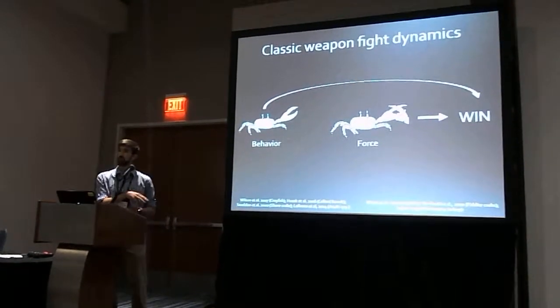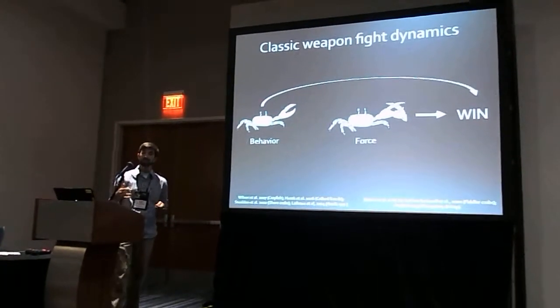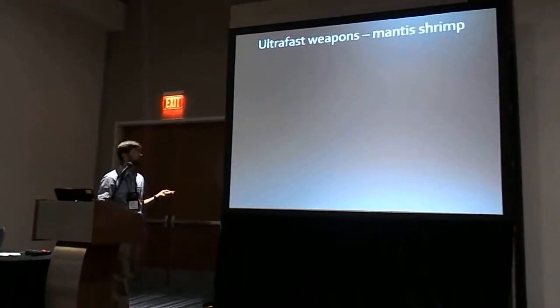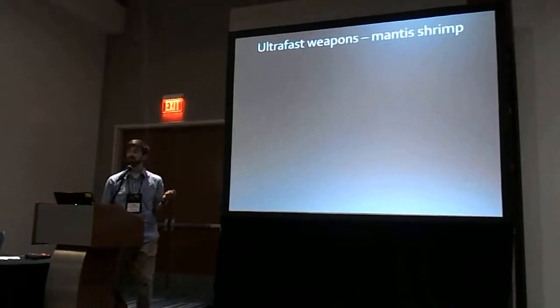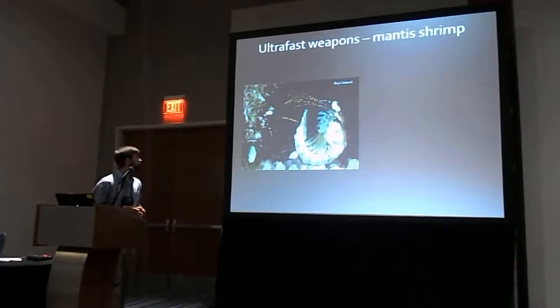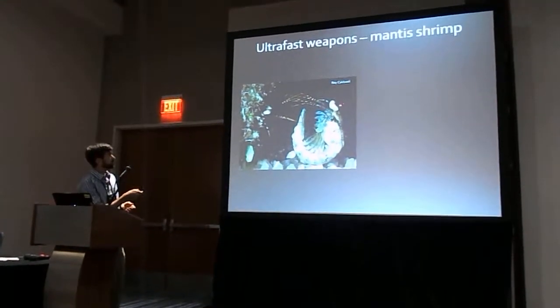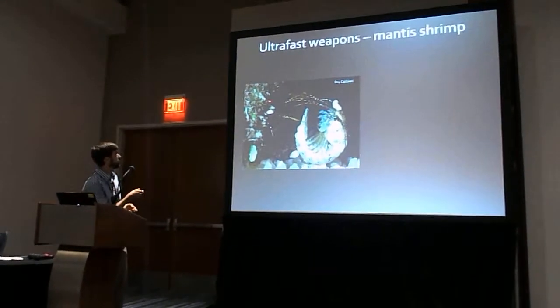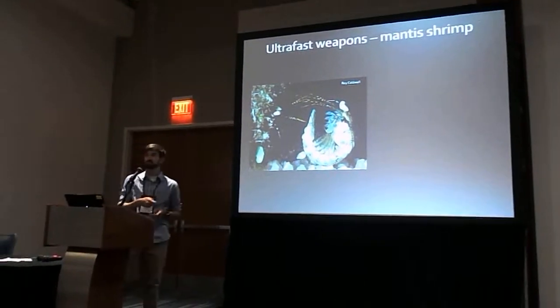So now I'm going to take us into ultrafast weapons, and we can begin to think about how these fights might differ. Our example of ultrafast weapons today are mantis shrimp, or stomatopods. And this is what a mantis shrimp looks like. You can see the eyes are here, the body extends, is curled around, the tail is curled in front of the face. Here's another individual, so these two individuals are fighting.